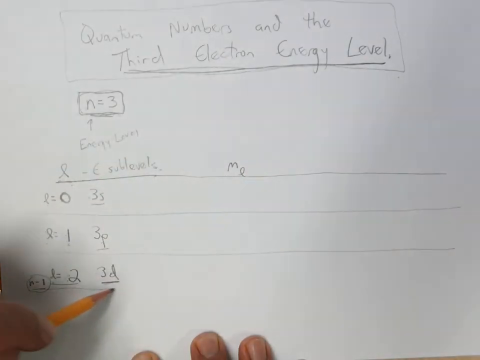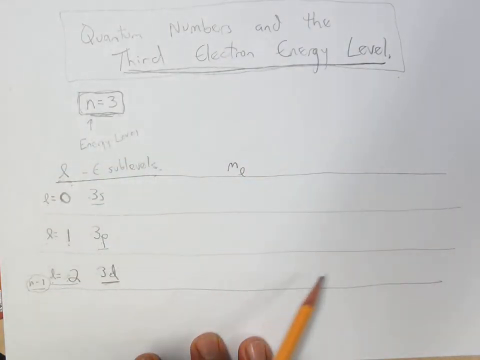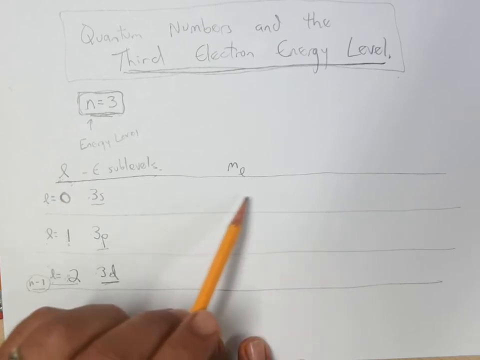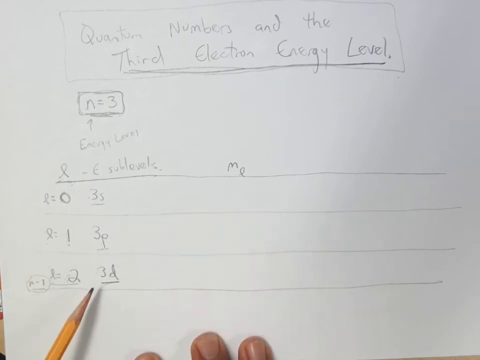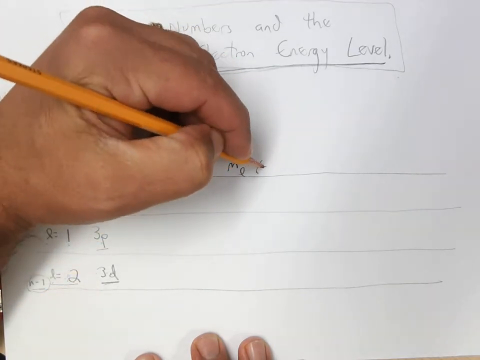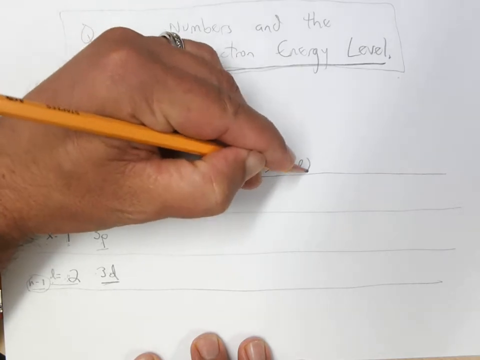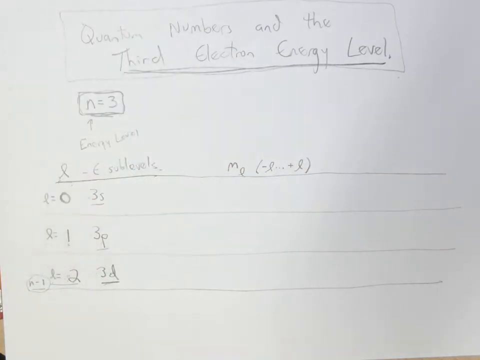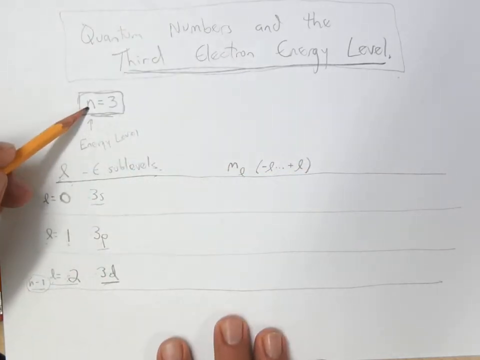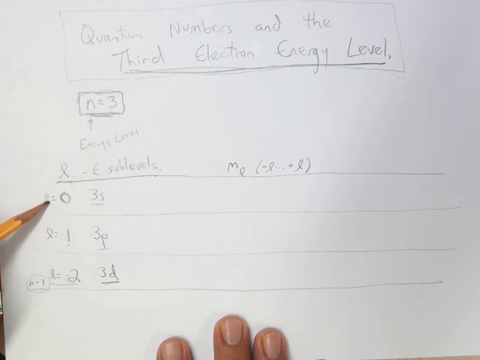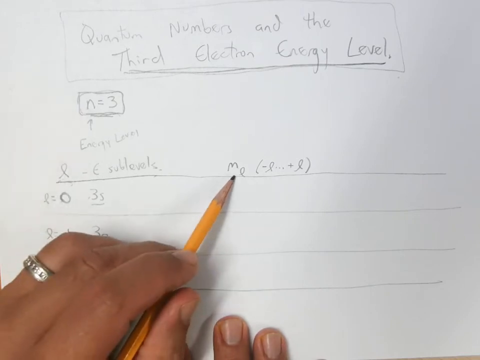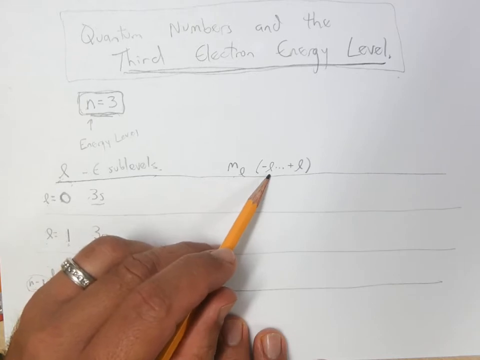So I'm going to organize this out like this, where each row is going to be the set of m sub L numbers for each sublevel. And if you know the range of m sub L, it goes from minus L up to plus L. So each one of these ranges has a different origin. With n we start at 1. With L we start at 0. With m sub L we start at minus L.